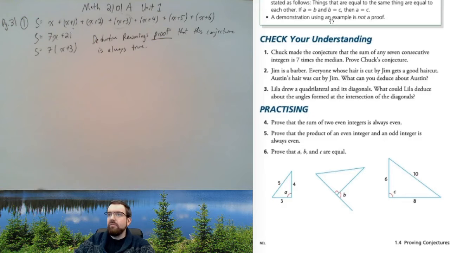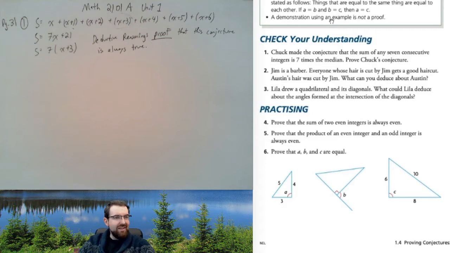Anyway, number two here is another reason why I wanted to show these questions, because number two is a bonkers question. Why in the world am I being asked this nonsense in a math course? Like, Jim is a barber. Everyone whose hair is cut by Jim gets a good haircut. Austin's hair was cut by Jim. What can you deduce about Austin?